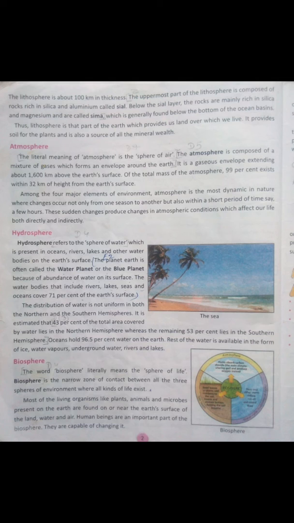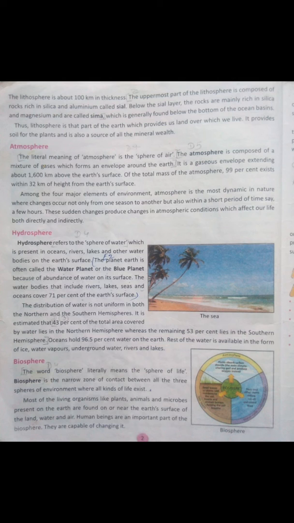Of the total water, oceans hold 96.5% of the water on the earth, and the remaining 3.5% of the rest of the water is available in the form of ice, water vapors, underground water, rivers and lakes. बाकी जगह पे ये 3.5% अवेलेबल है.